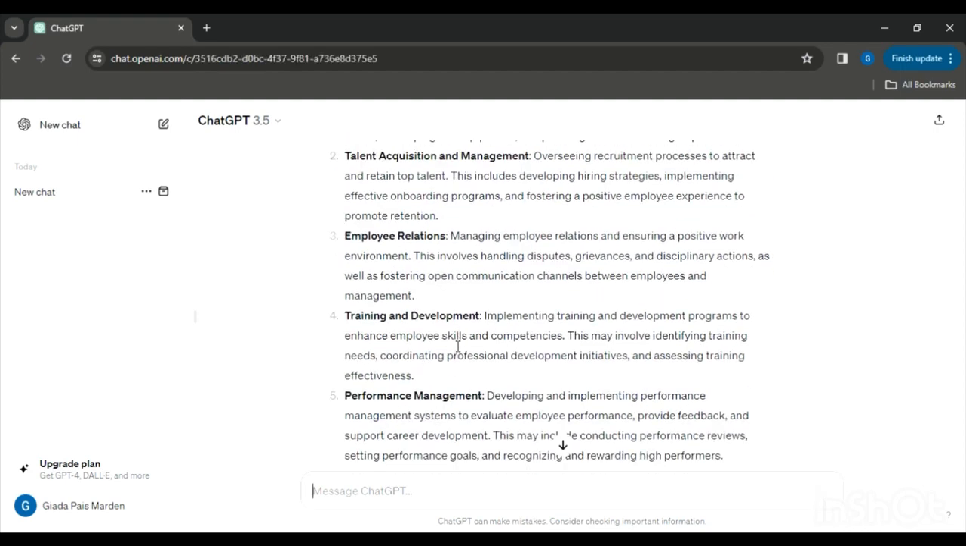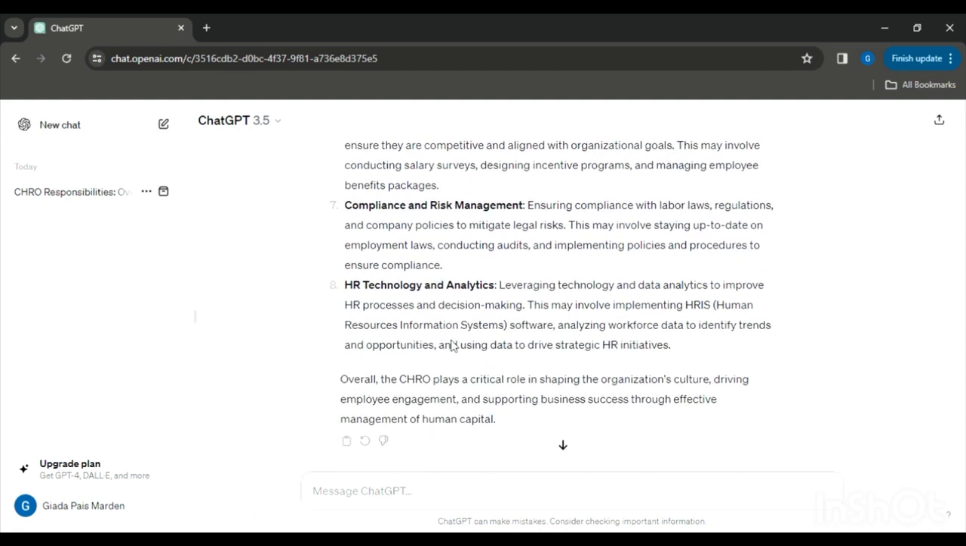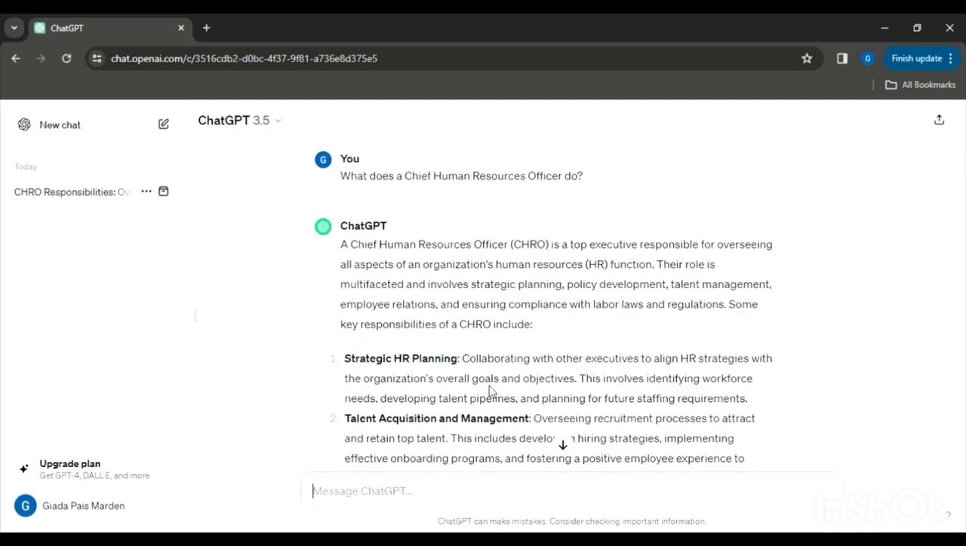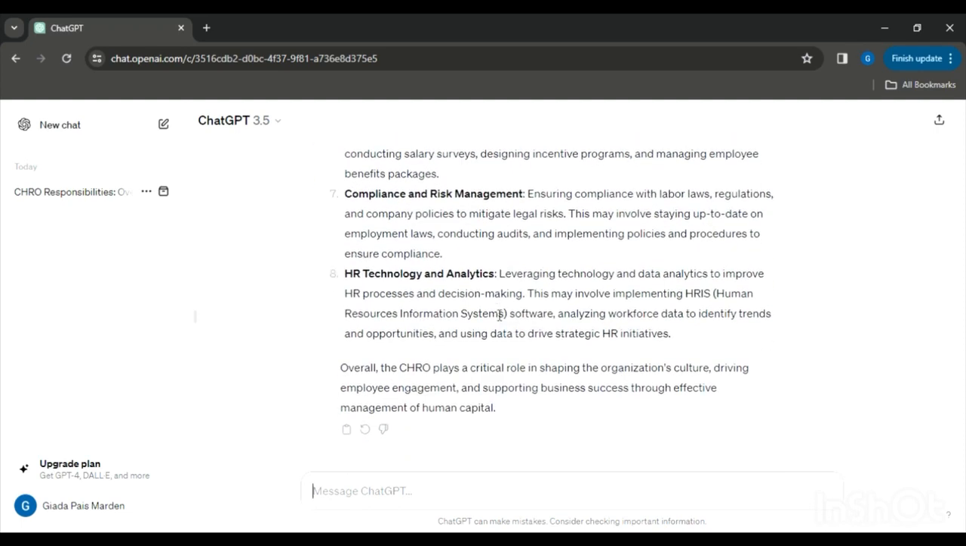management, employee relations, training and development, performance management, compensation and benefits, compliance and risk management, and HR technology and analytics. And it also tells you that overall the CHRO plays a critical role in shaping the organization's culture, driving employee engagement, and supporting business success throughout effective management of human capital. So this is the most important position in human resources, if you didn't know that. And so it's really important to know what it takes to be up there, right?